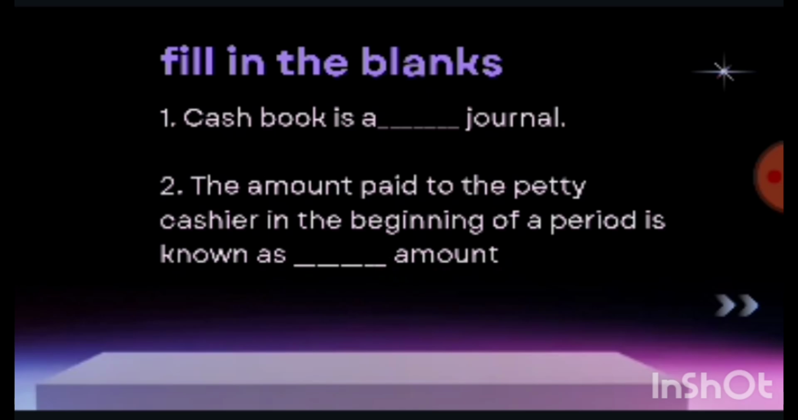Fill in the blanks. Let's see fill in the blanks. Cash book is a dash journal. Cash book is a subsidiary journal. Second question. The amount paid to the petty cashier in the beginning of a period is known as imprest amount. So petty cashier collects imprest amount from the main cashier, chief cashier.